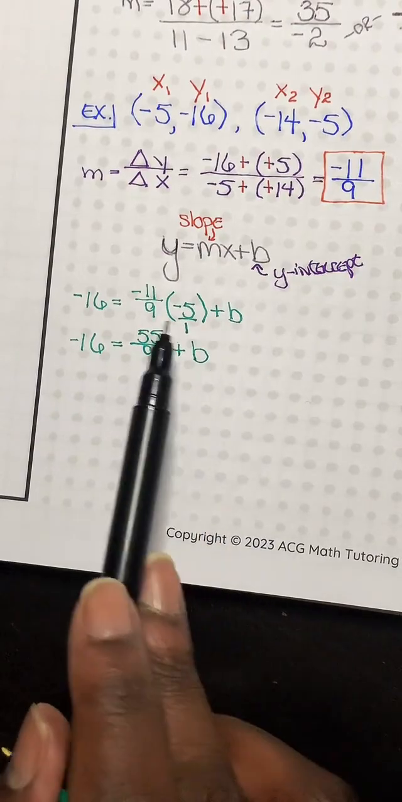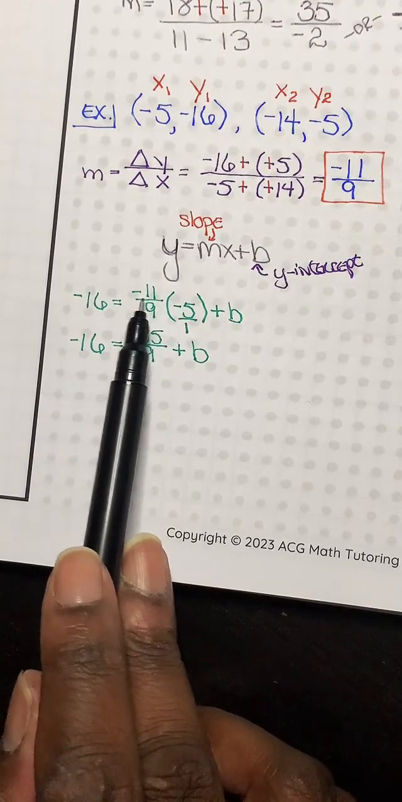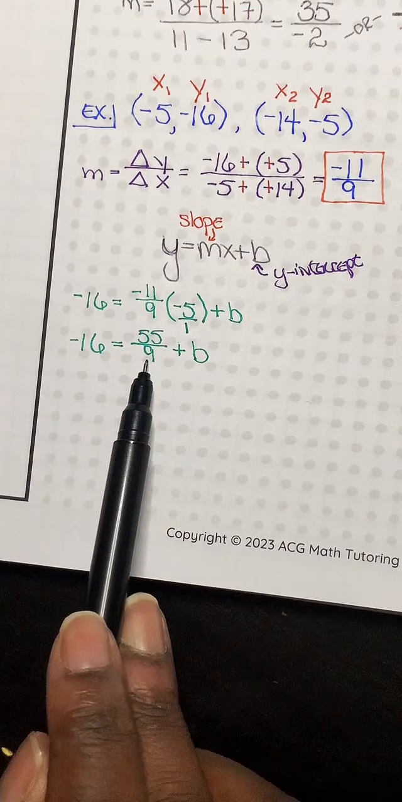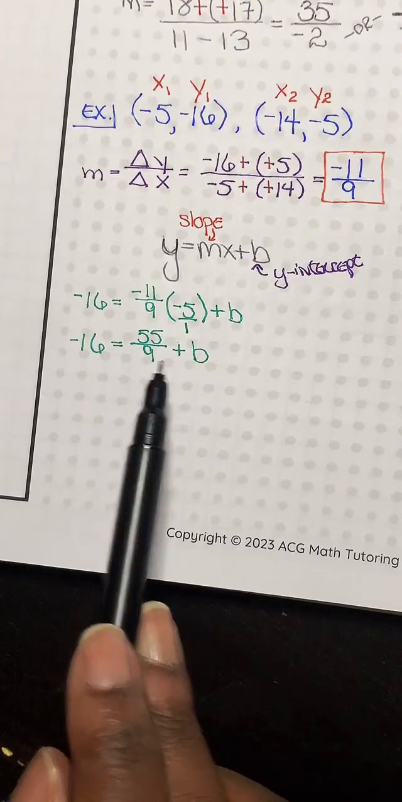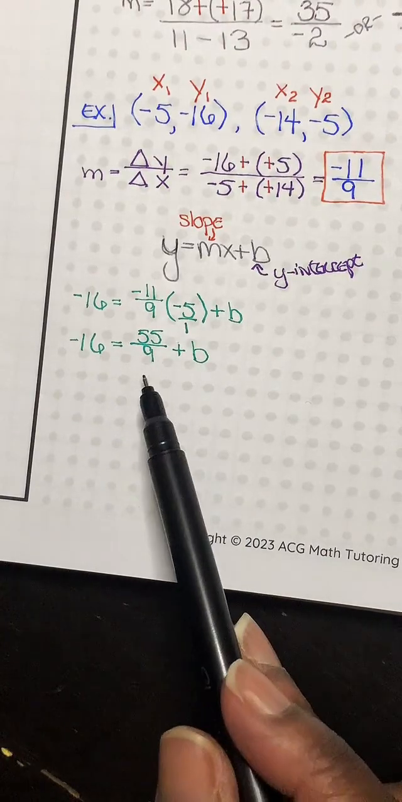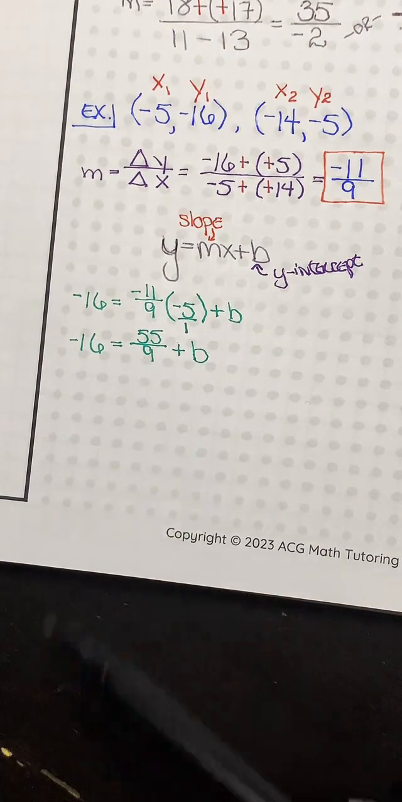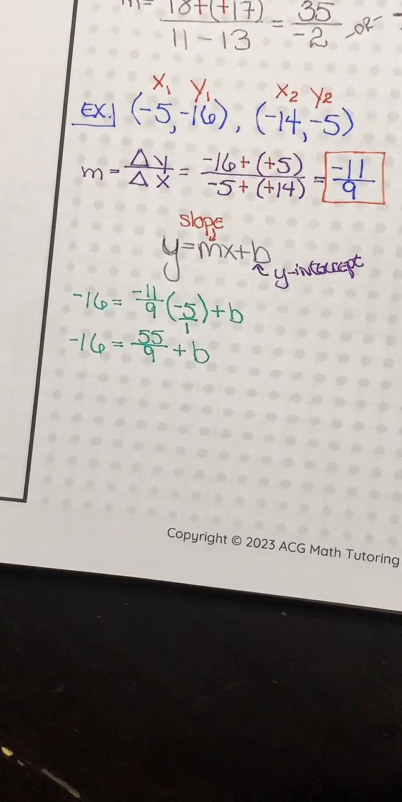Why did they turn positive? Good question. Because when we're dealing with the rules of multiplication, when the signs are the same, your answer is always going to be positive. So even when you have a positive multiplied by a positive, your answer is going to be positive. A negative times a negative will also give me a positive.